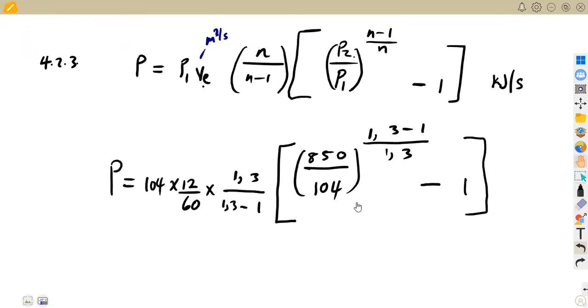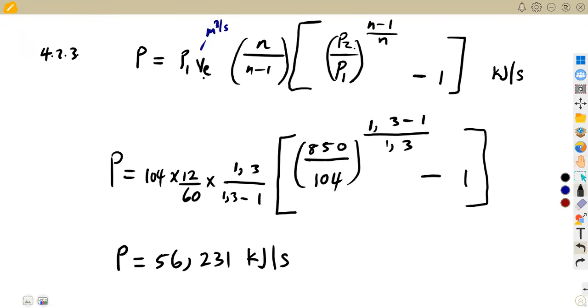If you're dealing with compressors, direct application of gases. We talked about this when we were dealing with thermodynamics of gases, so we still have the same thing. So the power is going to give us 56.231, which is in kilojoules per second. And this simply means we are talking about the kilowatt in this case. So that's 56.213 kilowatts.